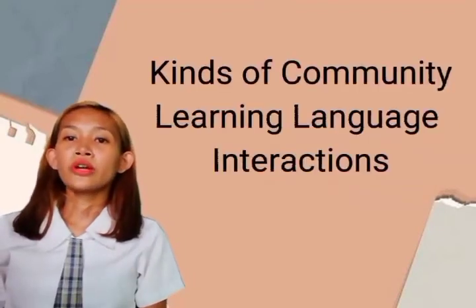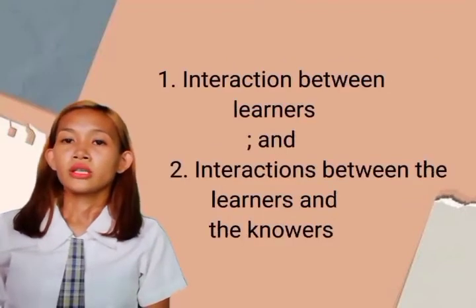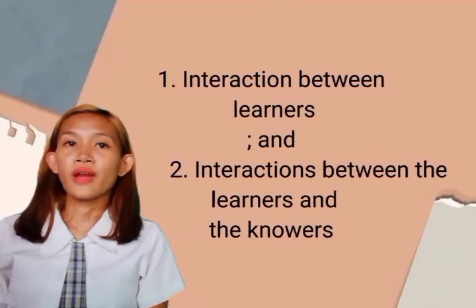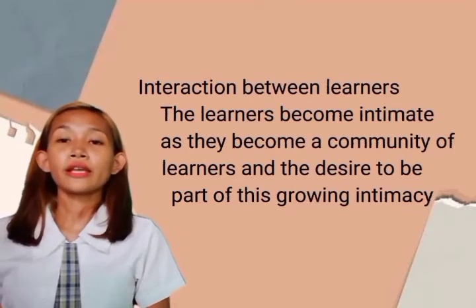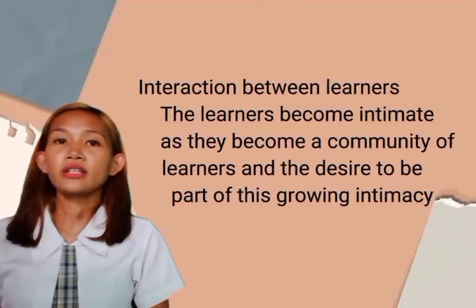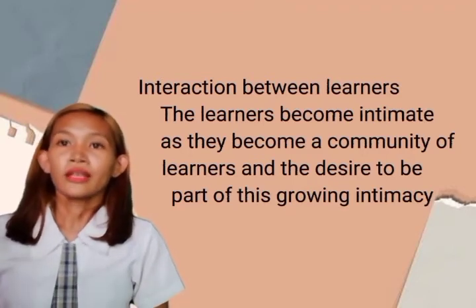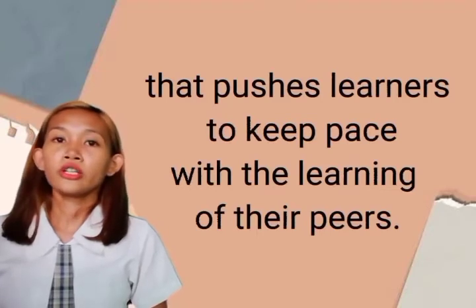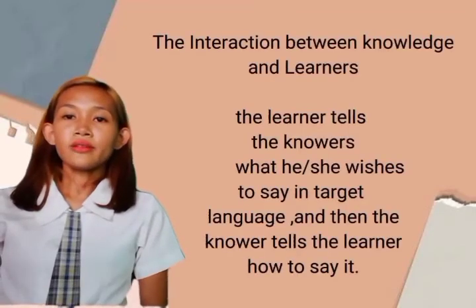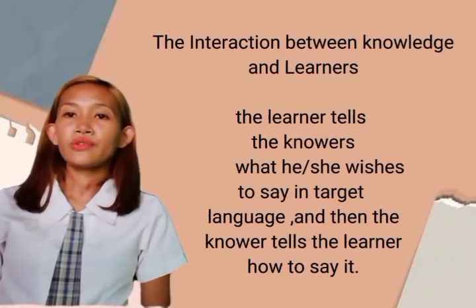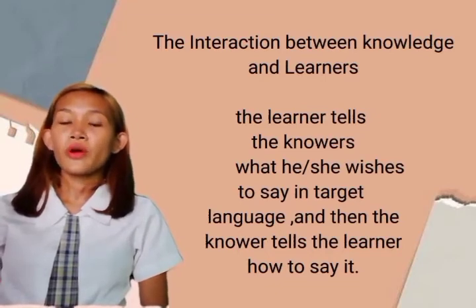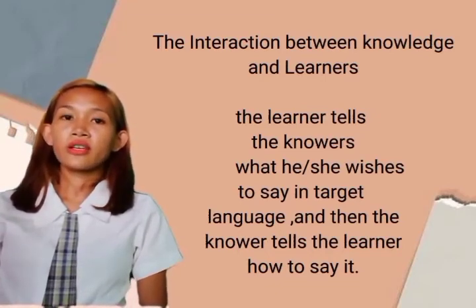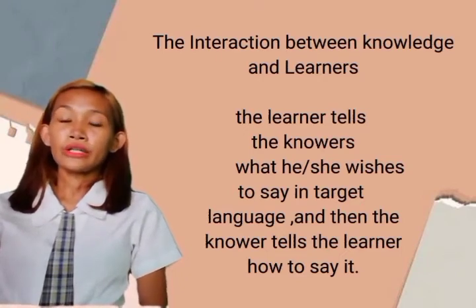The community language learning method has 2 interactions: the interaction between learners, and the interaction between the learners and knowers. Between learners, they are intimate as they become a community of learners, and this growing intimacy pushes learners to keep pace with the learning of their peers. The second interaction is between the learners and the knowers. It is initially dependent when the learner tells the knower what he or she wishes to say in the target language, and then the knower tells the learner how to say it.